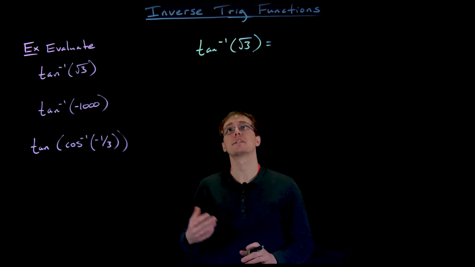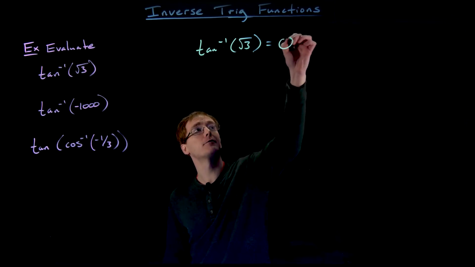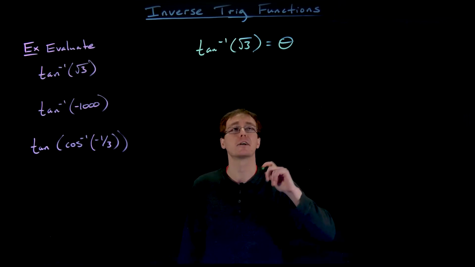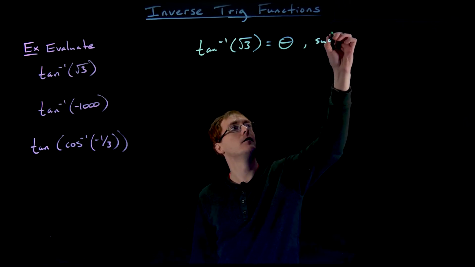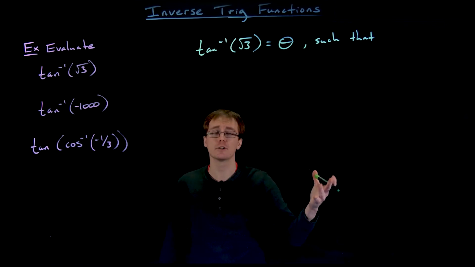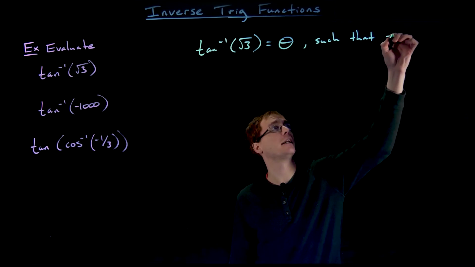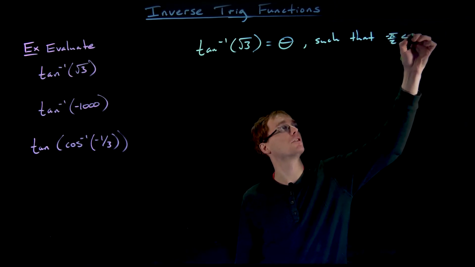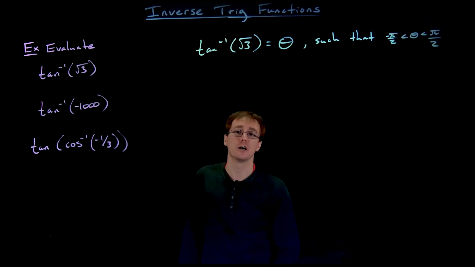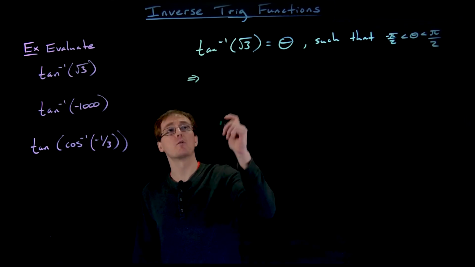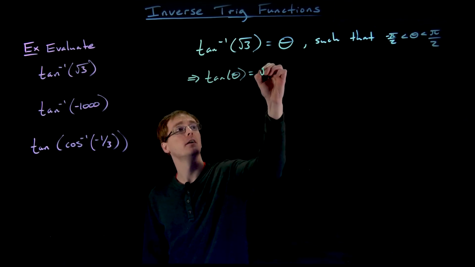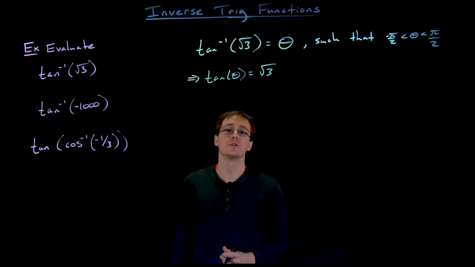Here we have arctangent, or tangent inverse, of the square root of 3. We have to remember that what comes out of an inverse trig function is going to be some angle. Let's go ahead and call that angle theta. Remember, for that restricted domain and range for our tangent function and its inverse, we know that our angle theta is going to be between negative pi over 2 and positive pi over 2, or on the right half of that special version of our unit circle. Furthermore, if we take tangent of this angle theta on the right half of our unit circle, the output of tangent is going to be equal to the square root of 3.